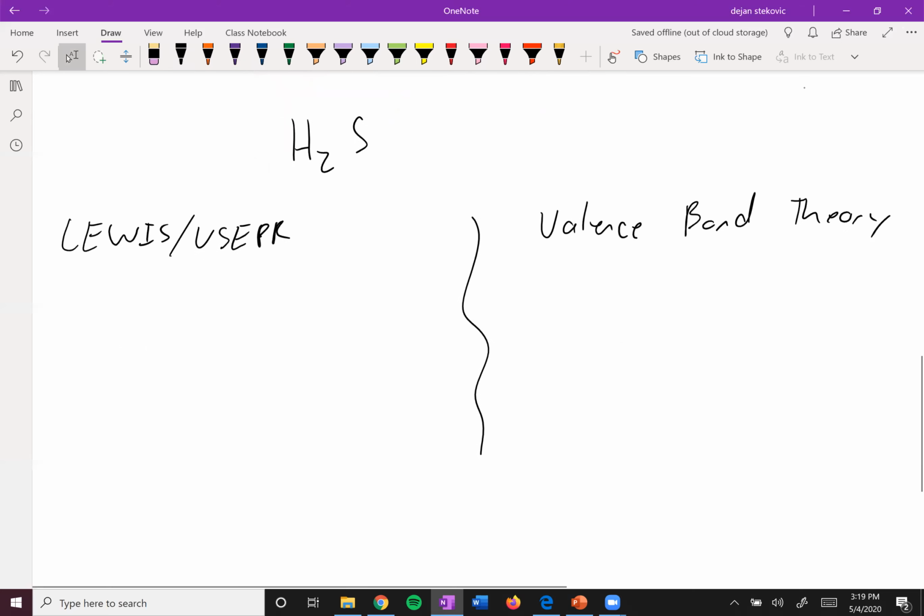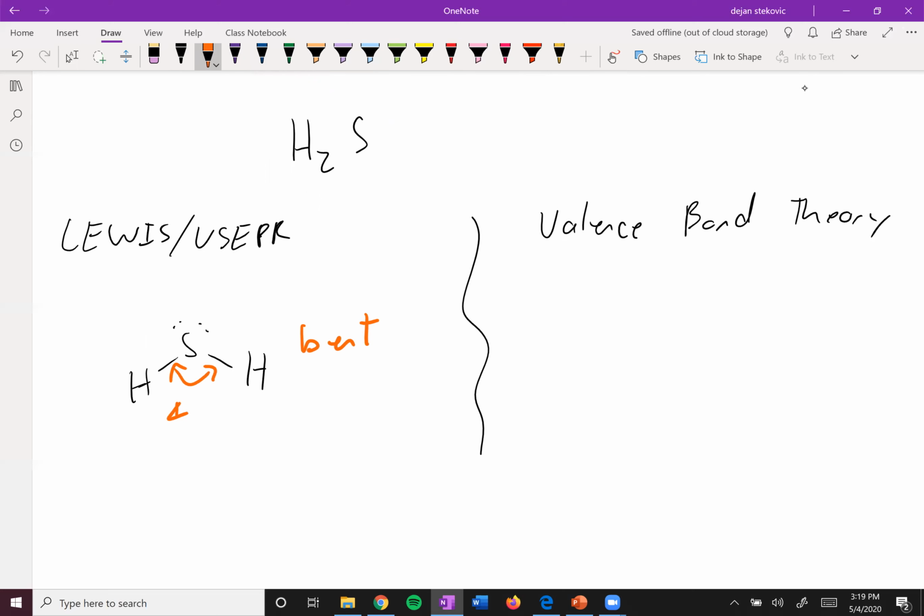If you think about H2S in your Lewis structure, you would draw something like this. And then if you think about the shape, the electron geometry is going to be tetrahedral, and so the shape is going to end up being bent, and so the angle will be less than 109.5 degrees.